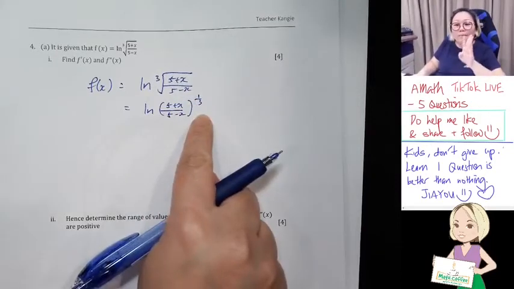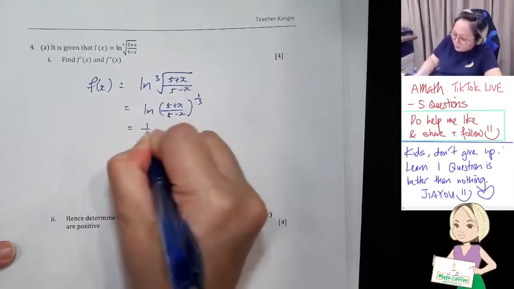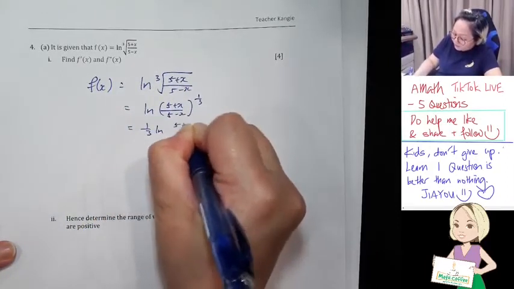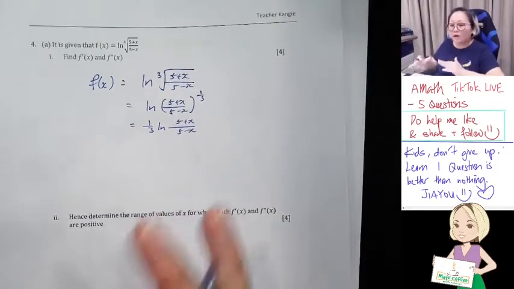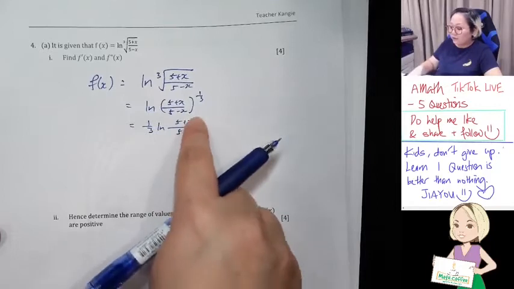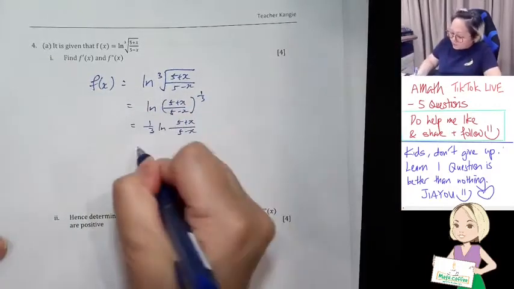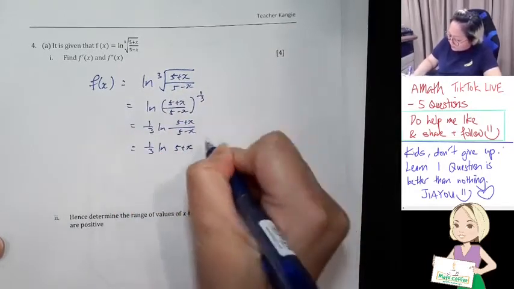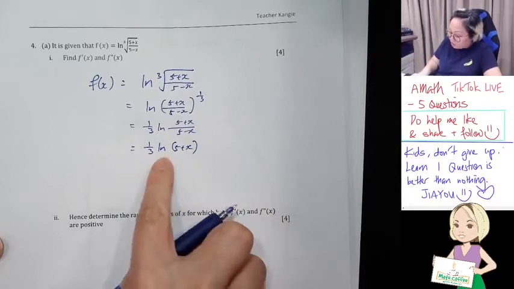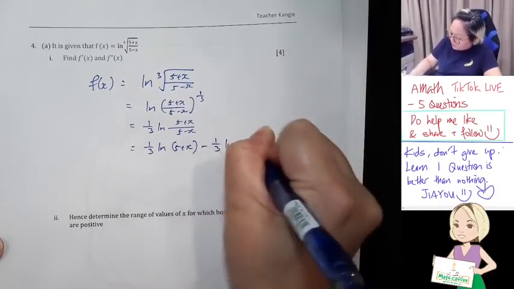And the logarithm power law tells us that the 1/3 can come to the front. So it becomes 1/3 ln of (5 plus x over 5 minus x). Then again, power law: when a single logarithm has a division, I can split it into two different ln with a minus. So it becomes 1/3 ln (5 plus x), you must put a bracket because you ln this whole thing, minus 1/3 ln (5 minus x).